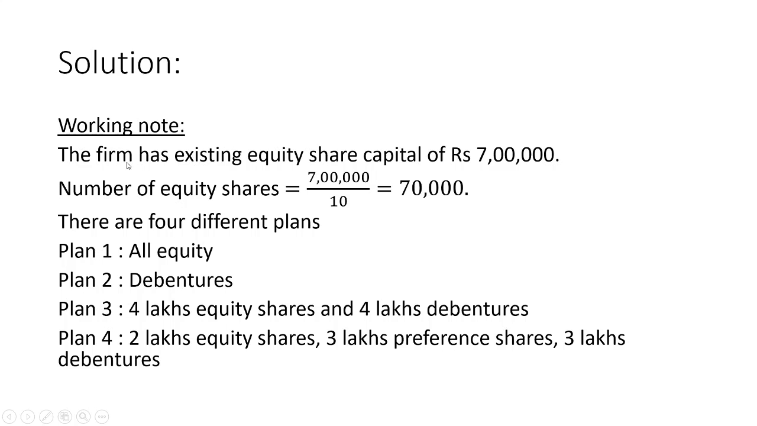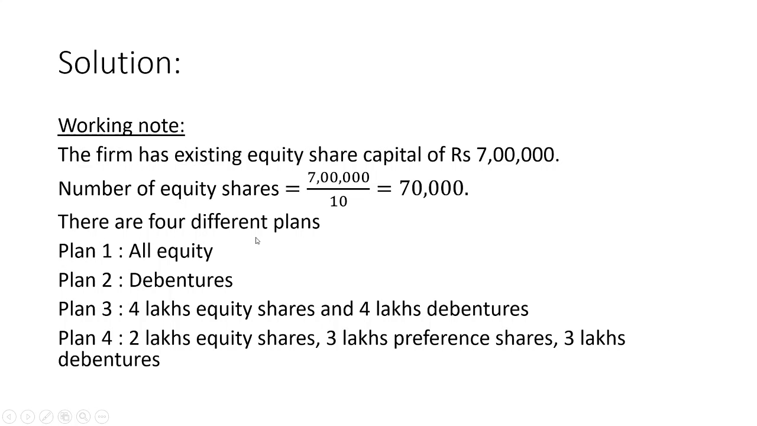So here we can see the firm has the existing share capital of 7 lakh. At present, the number of shares is 70,000. So for all the plans, this is the same, isn't it? That is plan 1, plan 2, plan 3 and plan 4. Existing equity shares are 70,000. That is, the firm has equity share capital of rupees 7 lakh and the face value is rupees 10. So the number of equity shares is equal to 70,000.